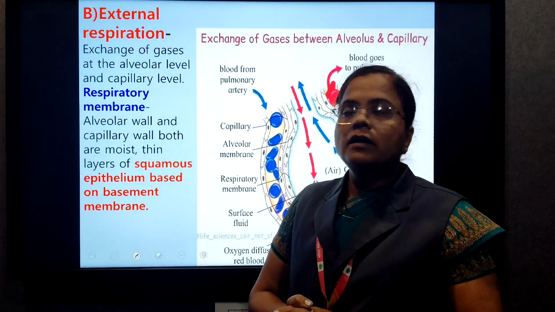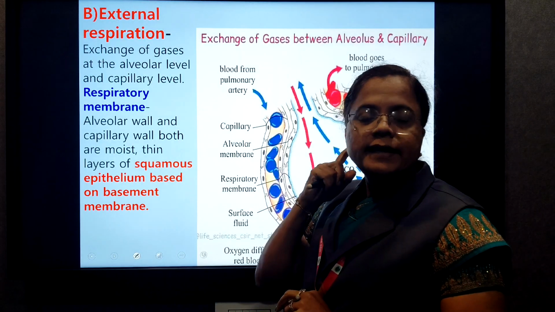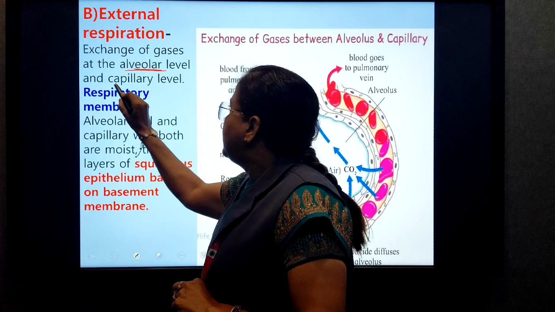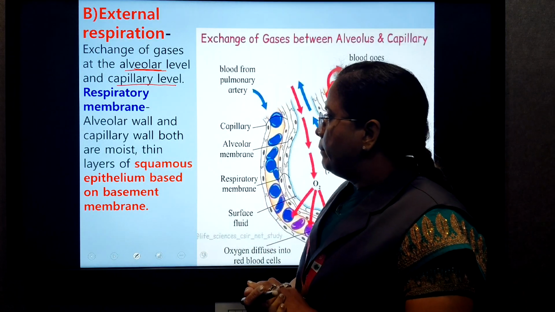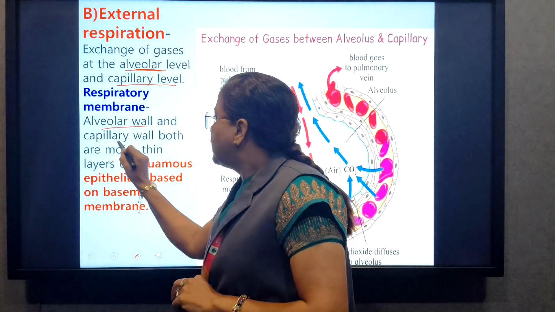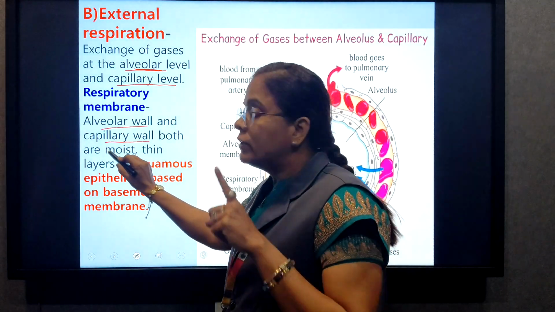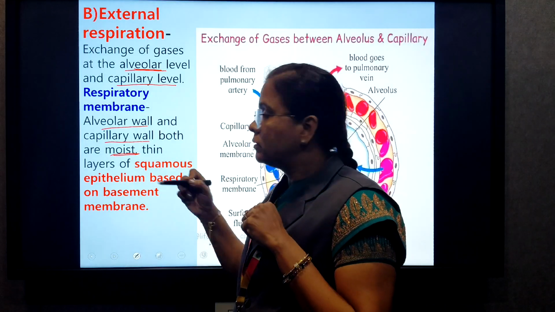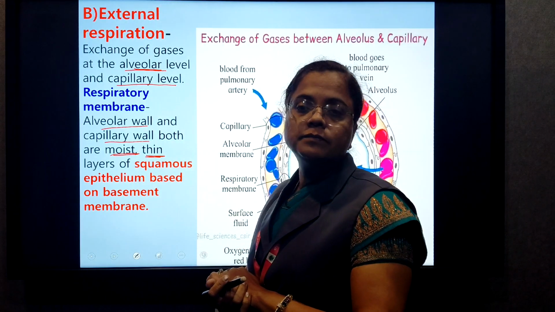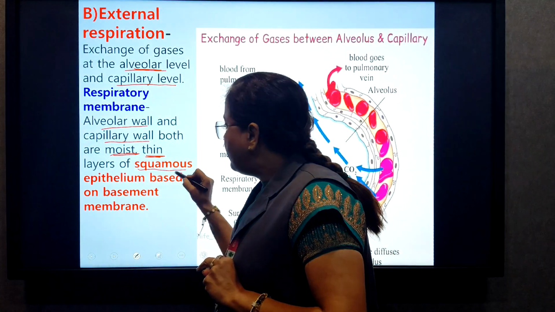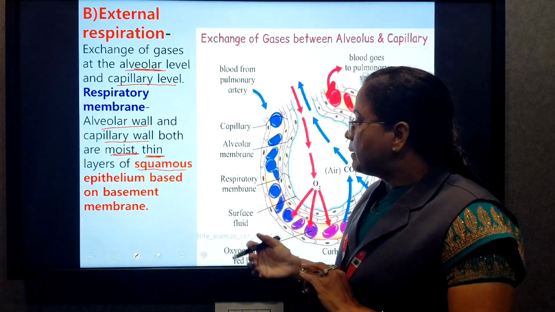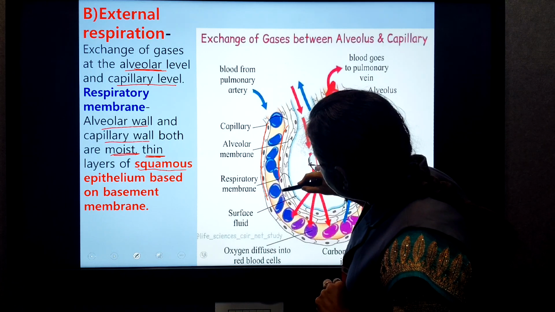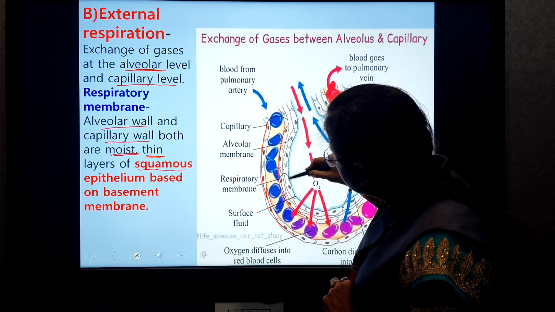The second step is external respiration. It takes place between the alveolar sacs, at the alveolar level, and the capillary level. The respiratory membrane: the alveolar wall and capillary walls both become moist and the wall layer becomes thin. The wall of the alveoli is made up of squamous epithelial cells. The pulmonary artery supplies blood to the alveolar sacs.